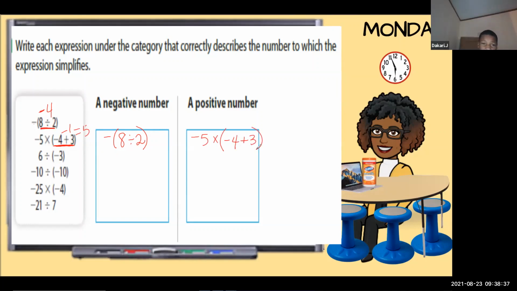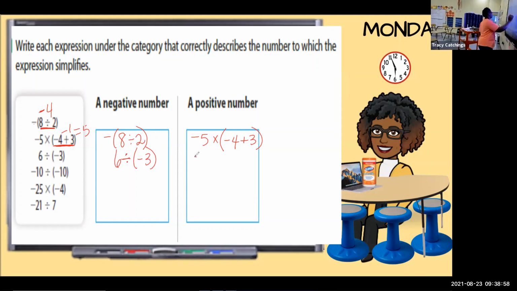All right, 6 divided by -3. What kind of answer? Negative. Correct. We got one negative sign. The answer will be negative. All right, what about -10 divided by -10? Positive. A negative divided by a negative is a positive with division.